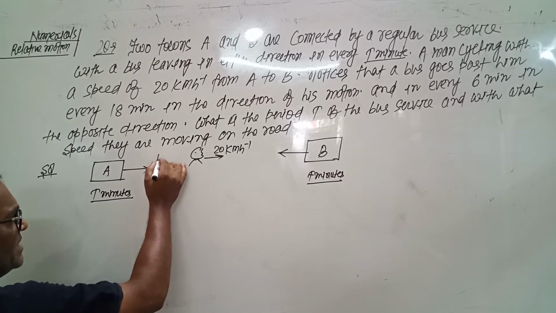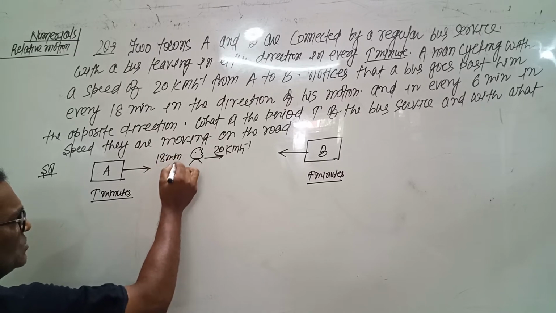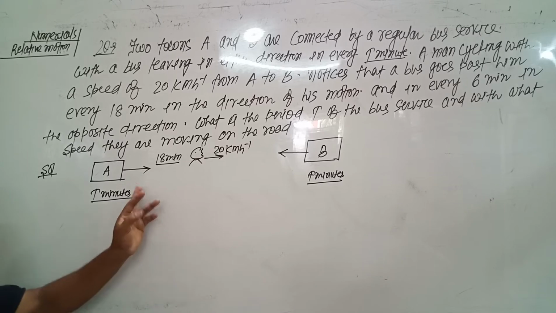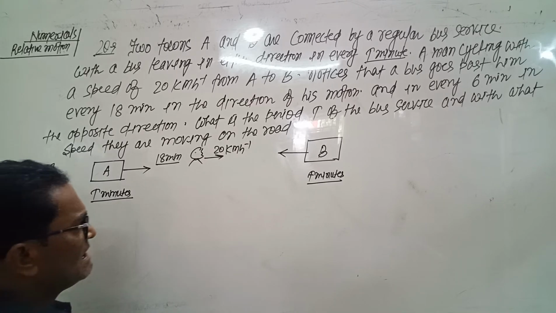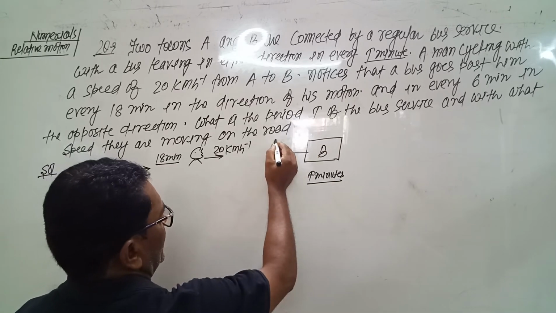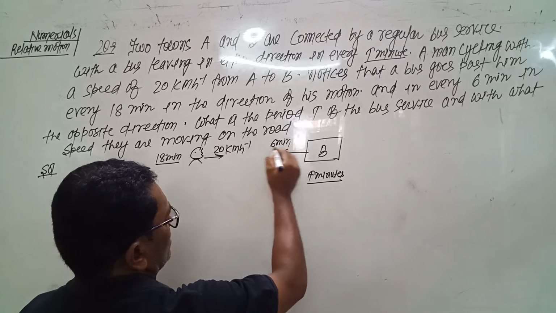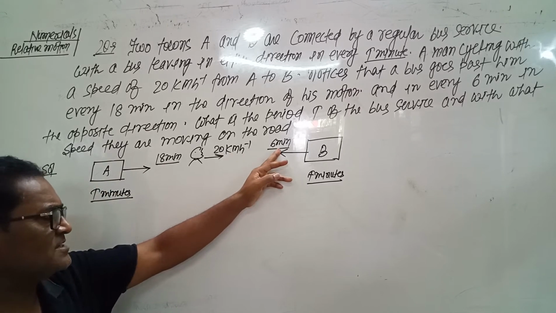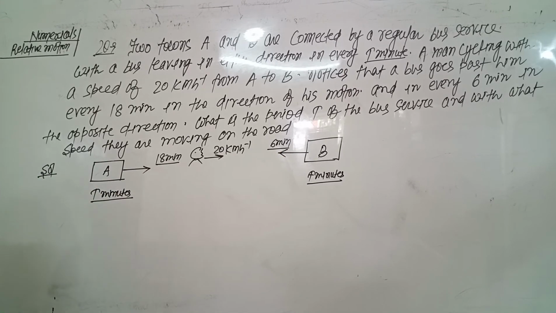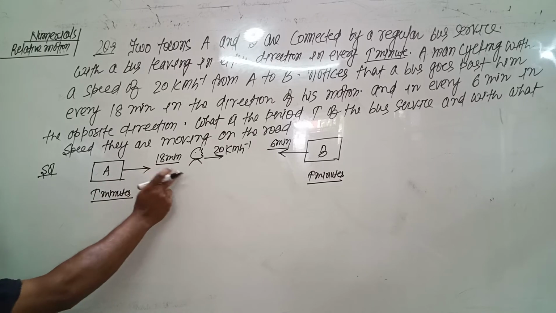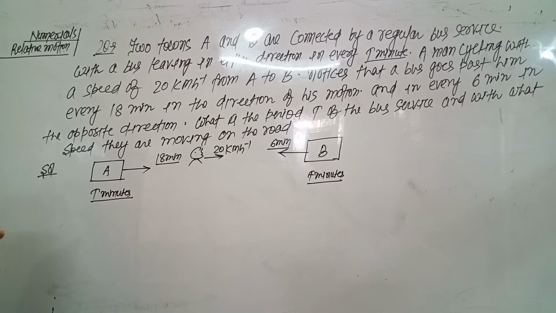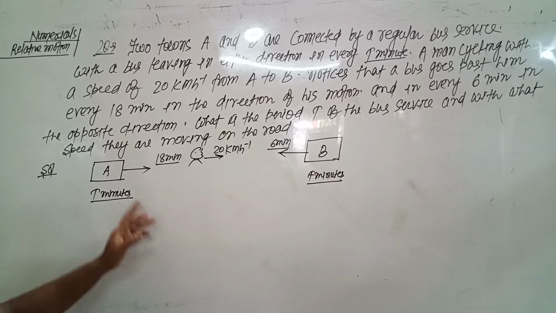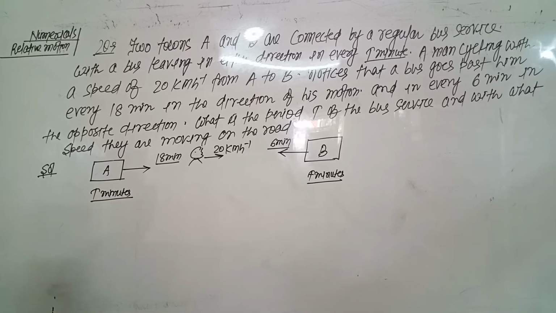In every 18 minutes, a bus crosses the man in the direction from A to B, and in every 6 minutes, a bus crosses the man in the opposite direction. So, what is the period T of the bus service and with what speed are the buses moving on the road?